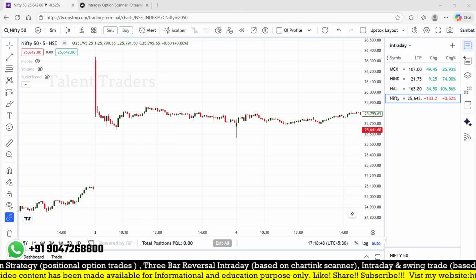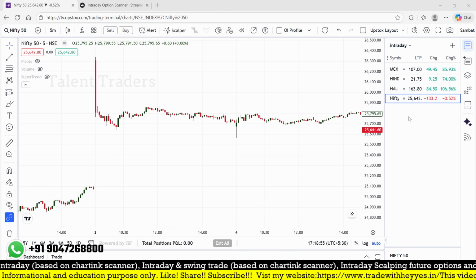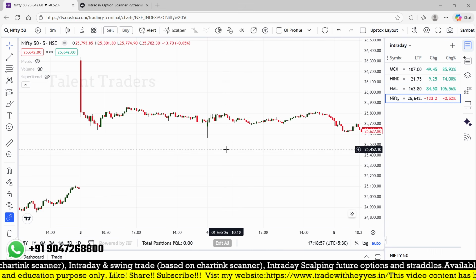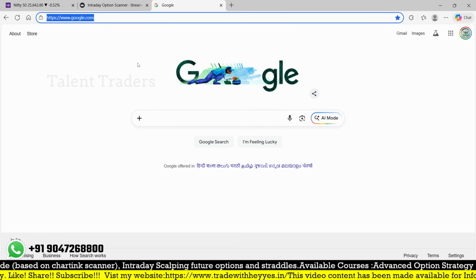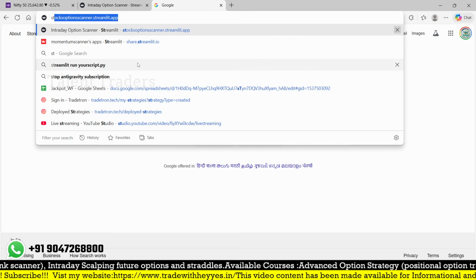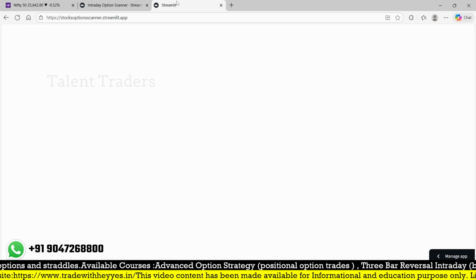And also, there is a new update we have made on the intraday sheet, as per the request we received from the people who are using it. Previously, we were following the stock options with this particular scanner.